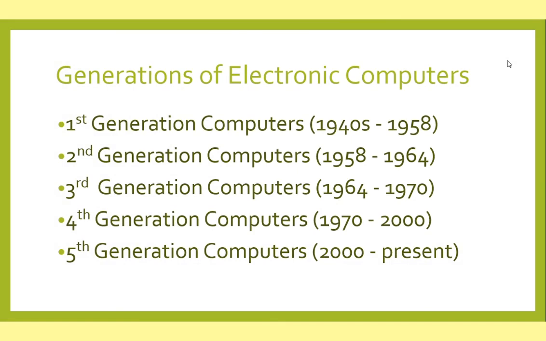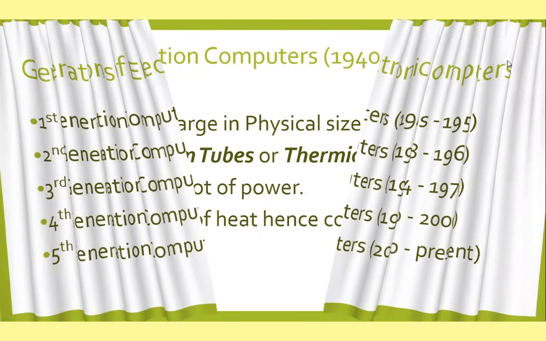Having explained about the non-electronic computers, we are going to learn about the generation of electronic computers. Now, the electronic computers have got 5 generations. The first generation computers were used from 1940s to 1950. The second generation computers were used between 1958 and 1964. The third generation of computers was used between 1964 and 1970. Fourth generation computers were used between 1970 to the year 2000. And from the year 2000, we have had fifth generation computers which we still use today. Those are the 5 generations of computers. We are going to describe and explain each and every one of them.